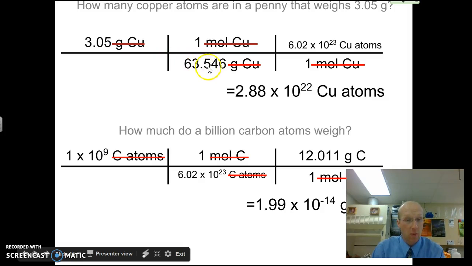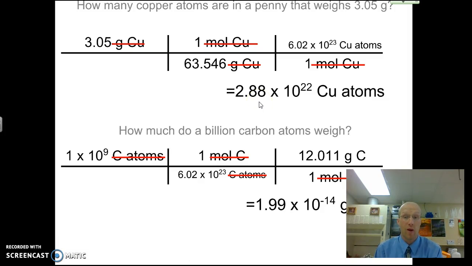We know that copper has a mass of 63.546 grams per mole of copper. I got that off the periodic table. And I know that a mole of copper has Avogadro's number of atoms in it. In the end, I get 2.88 times 10 to the 22nd copper atoms in 1 penny. This is why we use scientific notation. It is also why we use moles, because the numbers are just unbelievable in chemistry.